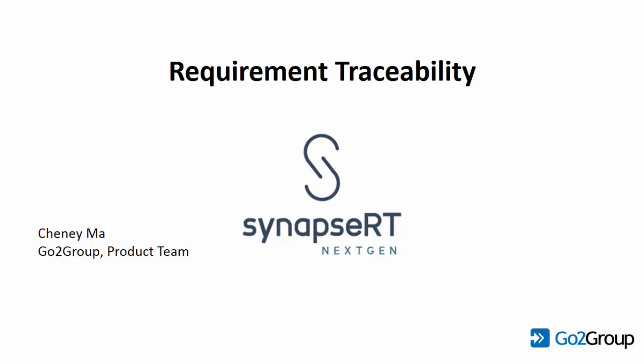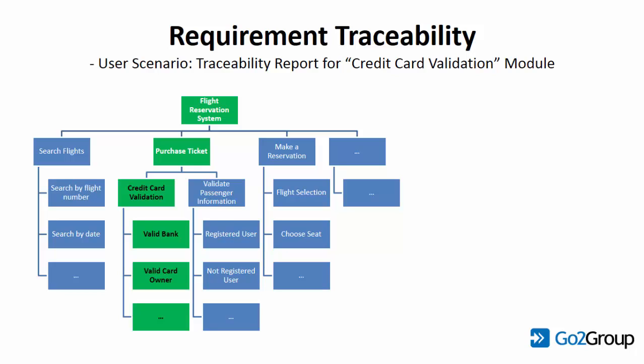To demonstrate this, let's start from a user scenario. We'll continue with our flight reservation user scenario. We'll use our flight reservation system project in JIRA as the example. We're going to generate a traceability report for the credit card validation module, including a list of requirements done in version 1.0, test coverage for these requirements, and test results for these requirements.